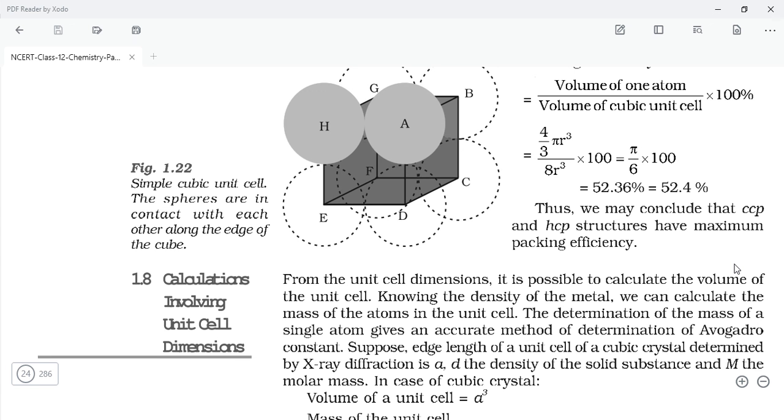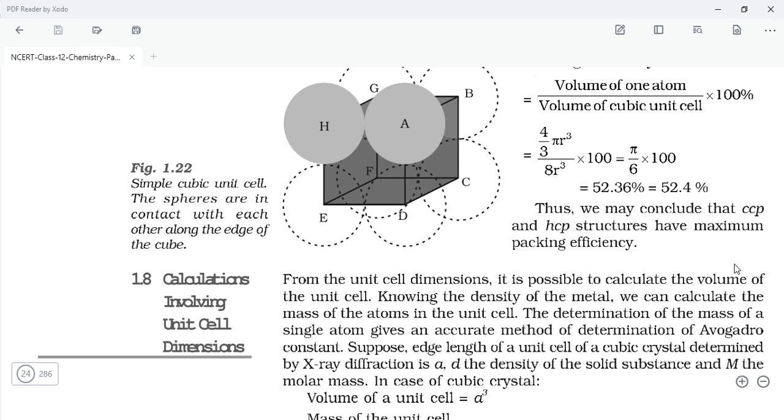Calculations involving unit cell dimensions. From the unit cell dimension, it is possible to calculate the volume of the unit cell. Knowing the density of the metal, we can calculate the mass of the atom in the unit cell. The determination of the mass of a single atom gives an accurate method of determination of Avogadro constant. Suppose the edge length of a unit cell of a cubic crystal determined by X-ray diffraction is a, d the density of the solid substance, and M the molar mass.